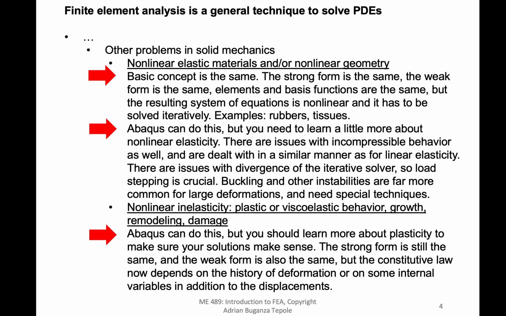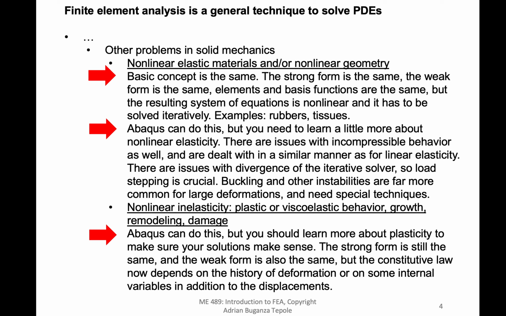Other problems in solid mechanics that we didn't talk about: nonlinear elastic materials and nonlinear geometry. The basic concept is the same, actually. The strong form is the same, and the weak form is the same. Even the element basis functions are the same.